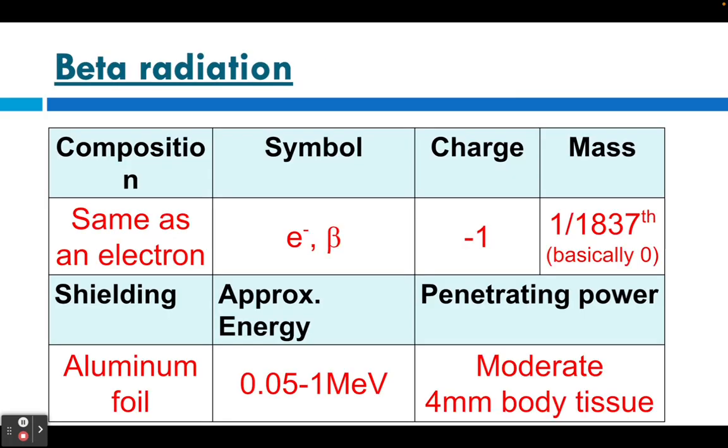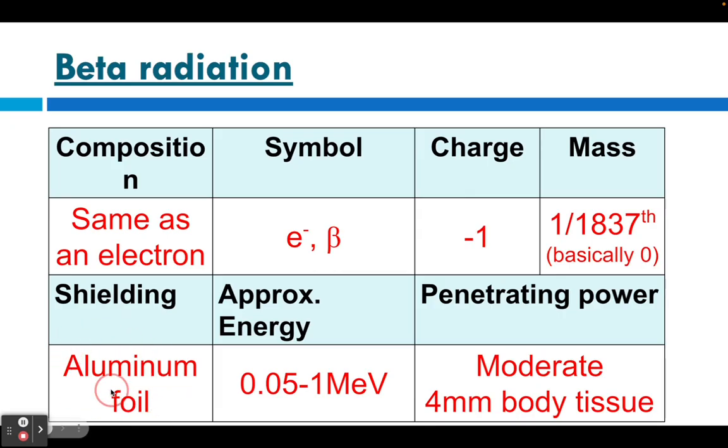So this is the table for beta radiation. The composition of a beta particle is the same as an electron. Here's the symbol. You could either use an e negative or the beta symbol. It's got a charge of -1 because it's like an electron. This is the size and mass. Like an electron, it's very, very small compared to protons and neutrons. To shield it, you can block it with aluminum foil.